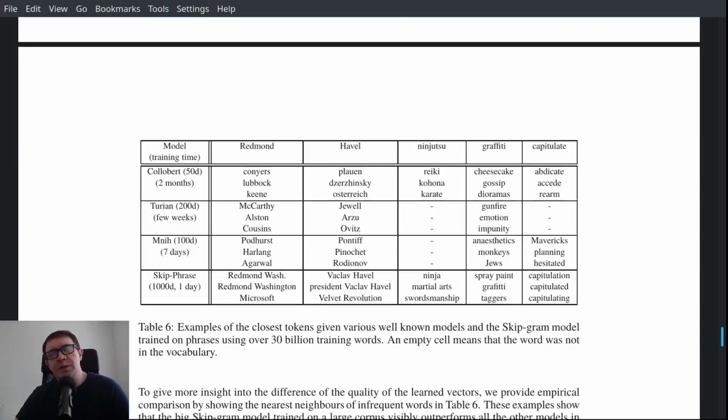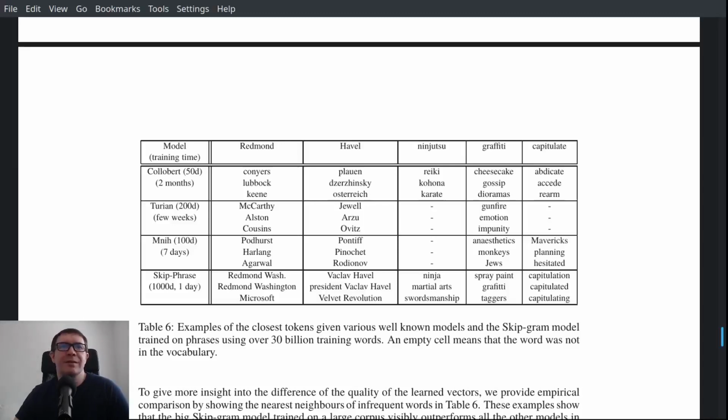At first I dismissed this, but reading it, gunfire and graffiti might go together. You could have taggers waging war against each other. I haven't really heard of such a thing, but I suppose it's possible. Emotion, yeah, it may go along with graffiti, maybe. And impunity, yeah, maybe you tag stuff with impunity. Maybe the police have better stuff to do than hunt down taggers. I don't know. And then anesthetics, monkeys, and Jews. I don't know what any of those have to do with graffiti.